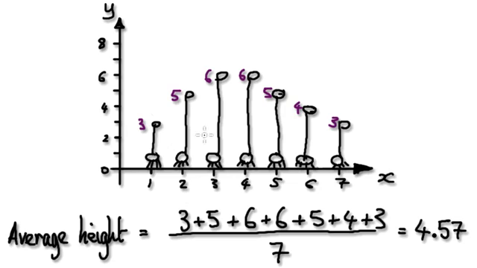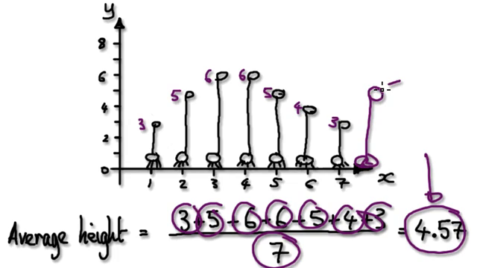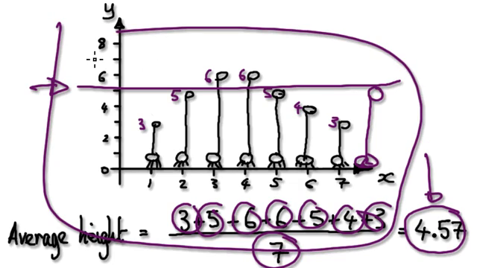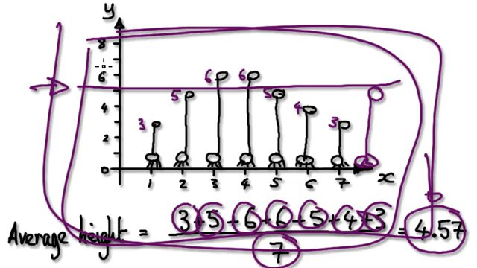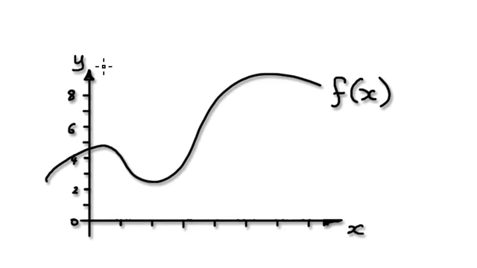From high school, the average height would be you adding up all the heights and then dividing it by the number of giraffes. So this value here would represent the average height. This is from high school, and this is in a discrete setting. So now we're going to move into the continuous setting.